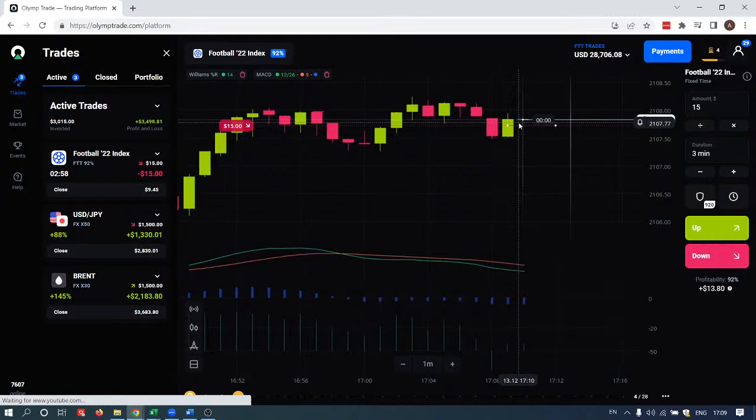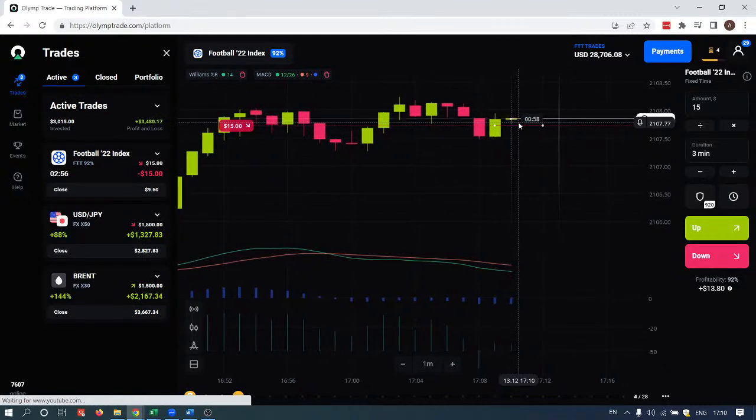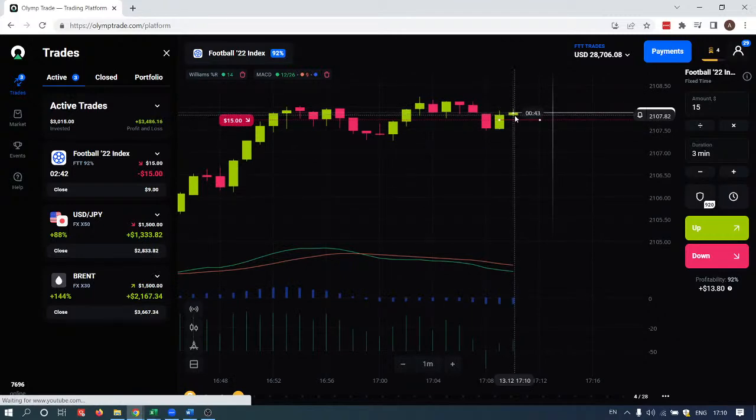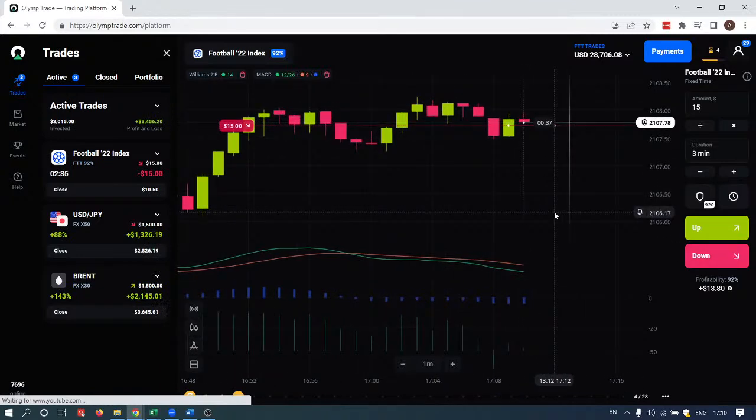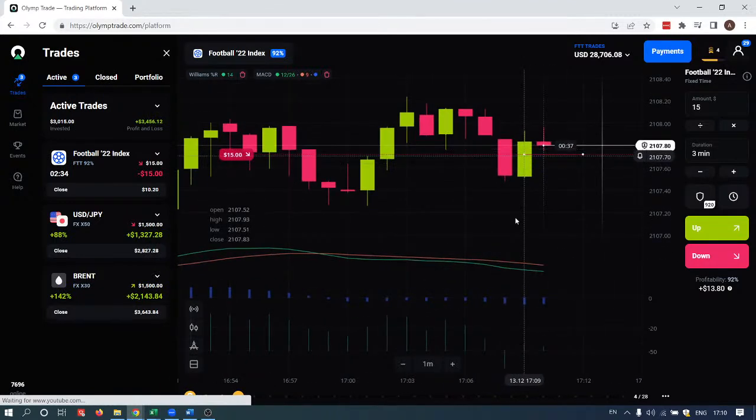All right. So here is my first trade. I opened this trade in the downwards direction, $15. Basically we are looking for a down trade here. So why a down trade? Because when I was opening this trade, I had two layers of confirmation. I was looking at two layers of confirmation.